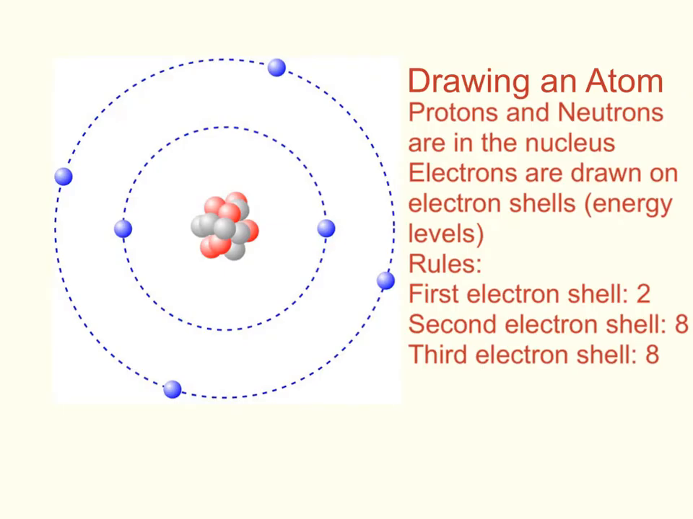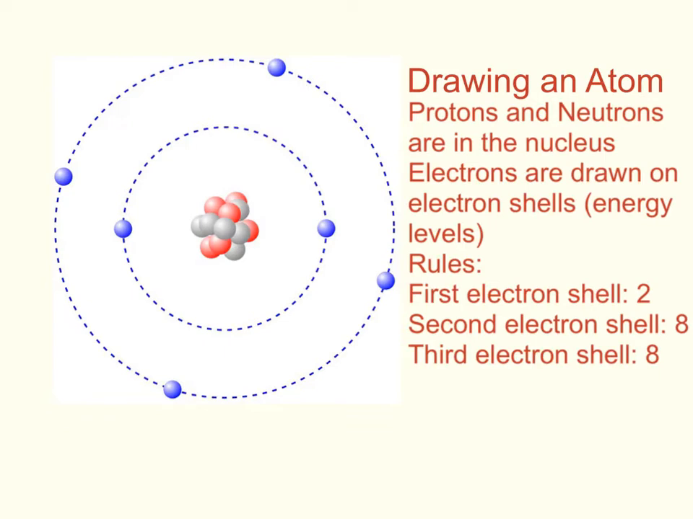When drawing an atom, we always include the protons and neutrons in the center, which again is called the nucleus. So protons, which are positive, and neutrons, which are neutral, are located on the inside of the atom. Since protons and neutrons both have a significant mass, most of the mass of the atom is located inside of the nucleus. We also include our electrons on these various levels, which we call electron shells or energy levels.